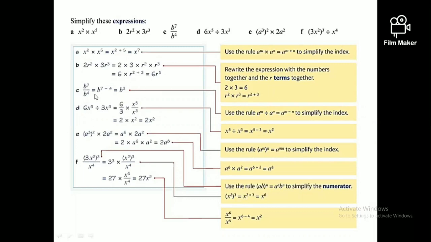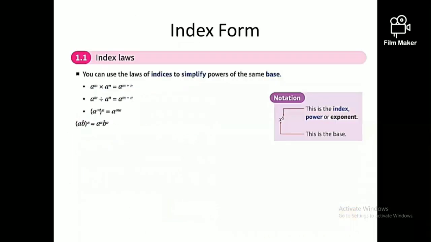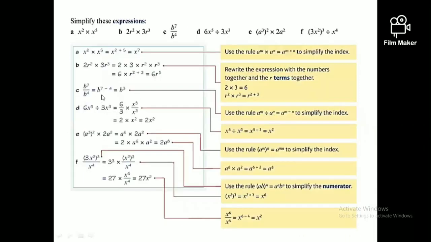Okay. If you come across a question like this, b to the power 7 divided by b to the power 4, if there is a division, from this theory we know that you have to subtract the powers. With that, you can say this is b to the power 7 minus 4, that is b to the power 3, right? If you go ahead to the next extension, that is 6x to the power 5 divided by 3x to the power 3. In such a situation, you can divide the numbers separately and the algebraic terms separately.